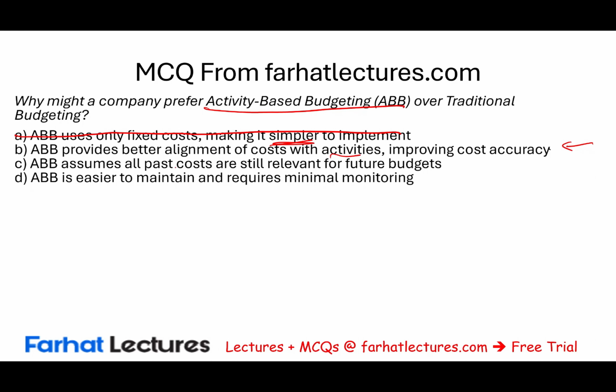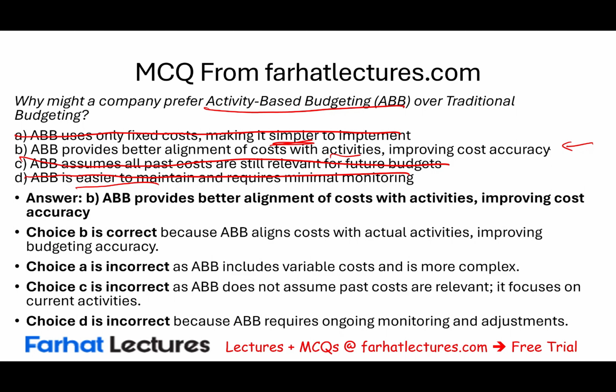C: ABB assumes all past costs are still relevant for future budget. Not at all. ABB says, let's talk about activities and we'll create the budget based on the activities. So not all costs are still relevant. That's not one of the assumptions that we made. D: ABB is easier to maintain and requires minimal monitoring. Not at all. I don't know about monitoring, but it's definitely not easier to maintain or create. So ABB is more complex, more demanding. Therefore, as we predicted, the best answer is B as in boy. It provides better alignment of cost with activities.